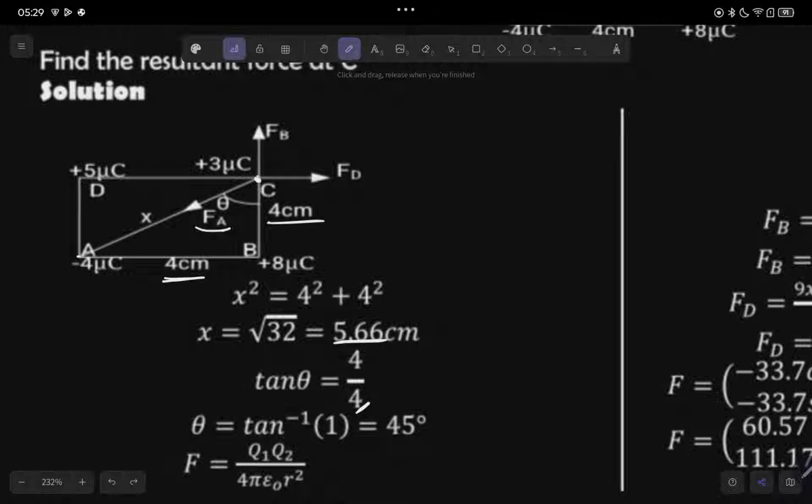Now using the law of electrostatics, it is here in formula form. The force F is equal to the product of the magnitudes of the charges Q1 Q2 over 4 pi epsilon naught r squared. I'll be replacing 1 over 4 pi epsilon naught with 9 times 10 power 9, which is its numeric value.